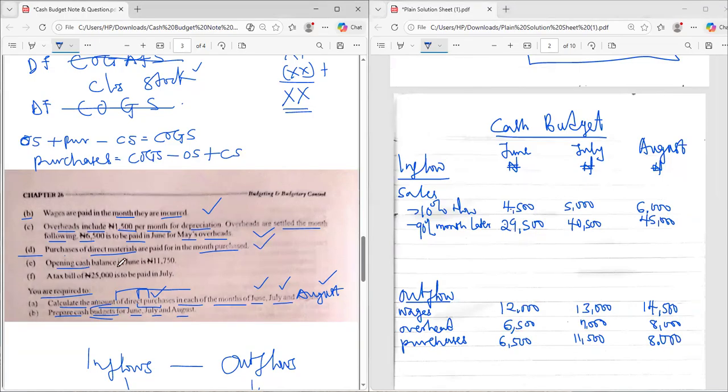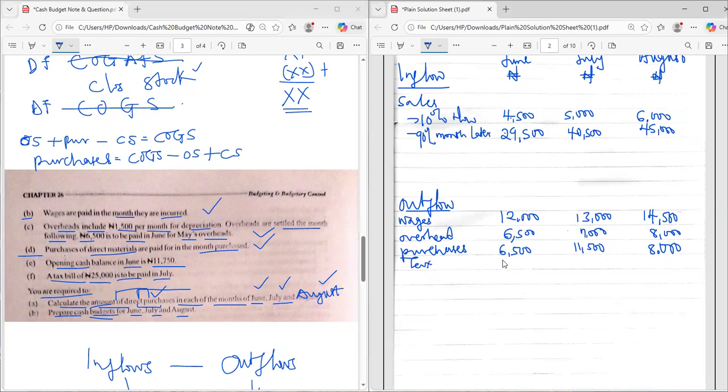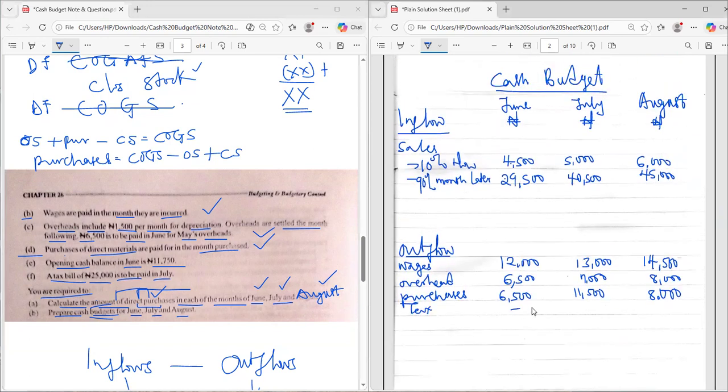The next one is opening cash balance in June. That is the cash balance that you used to resume in June, so leave that one first. That is going to be the last thing we treat, your cash balance. Then the next one is a tax bill of 25,000 naira to be paid in July. So tax, we're going to pay it in July. How much is it? 25K.